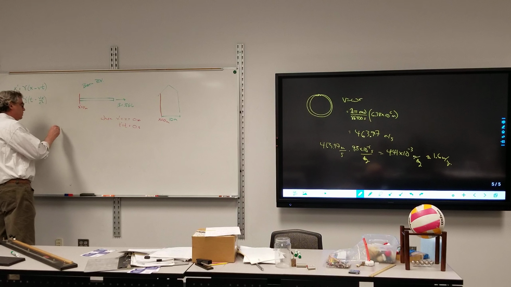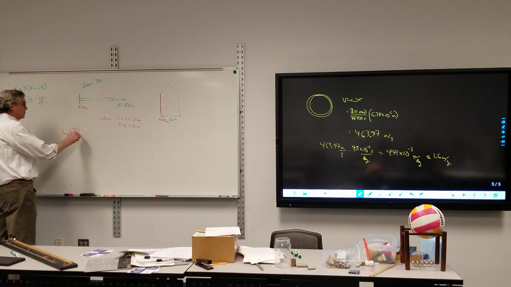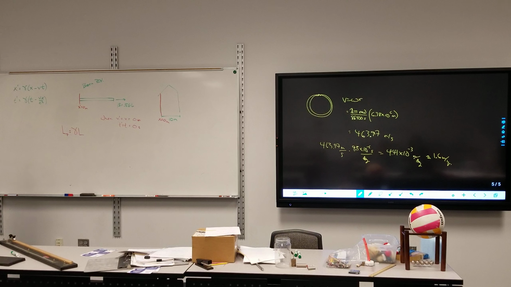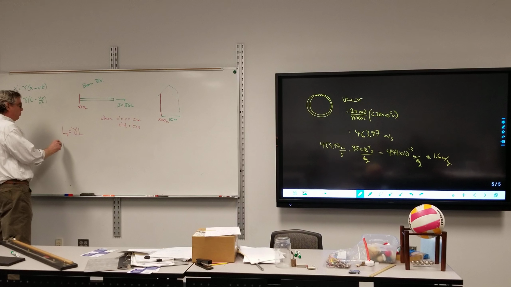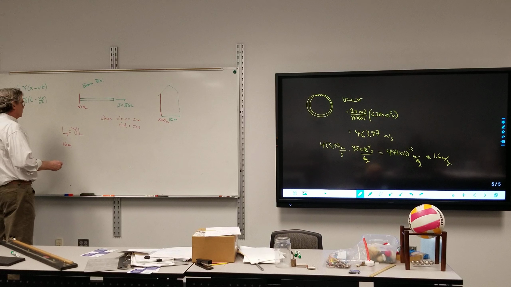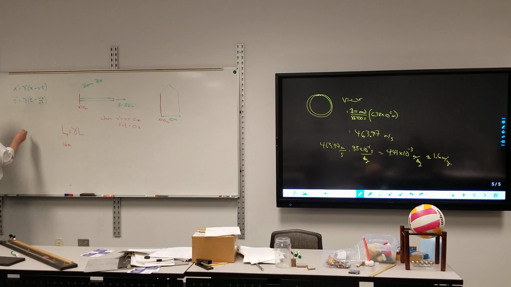I know that the proper length of the pole is equal to gamma times the length measured. Proper length of the pole, I'm going to keep that the same as before, 16 meters. So that P is for proper, not pole. Let's go ahead and establish the proper length of the pole is 16 meters, and the proper length of the barn, or technically width, is 10 meters.